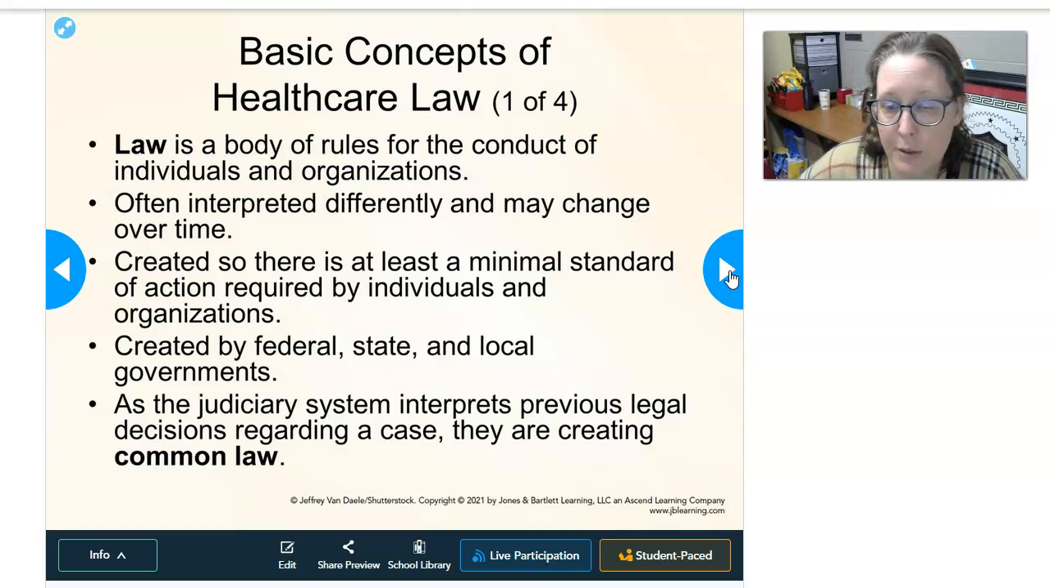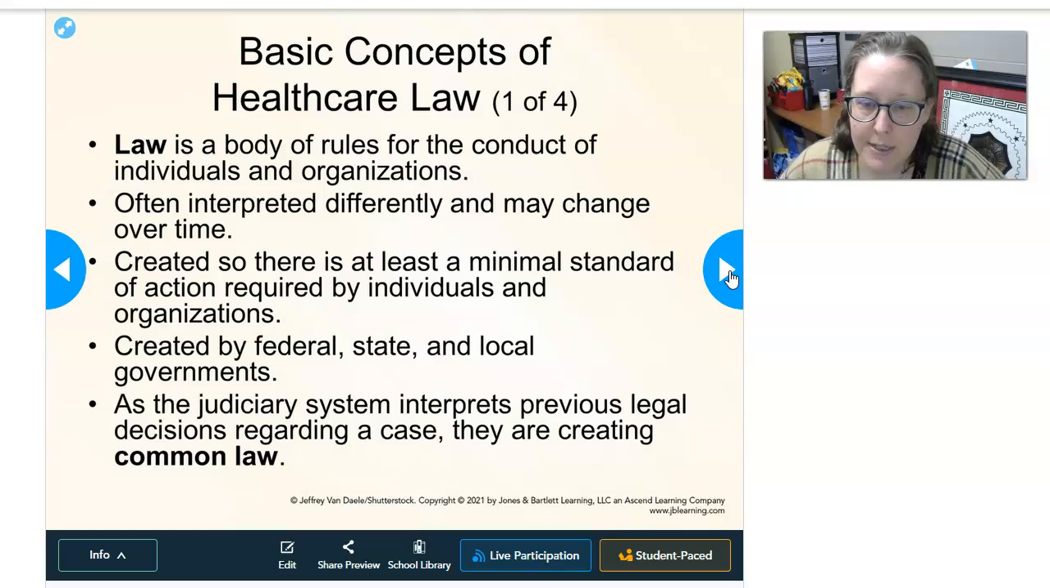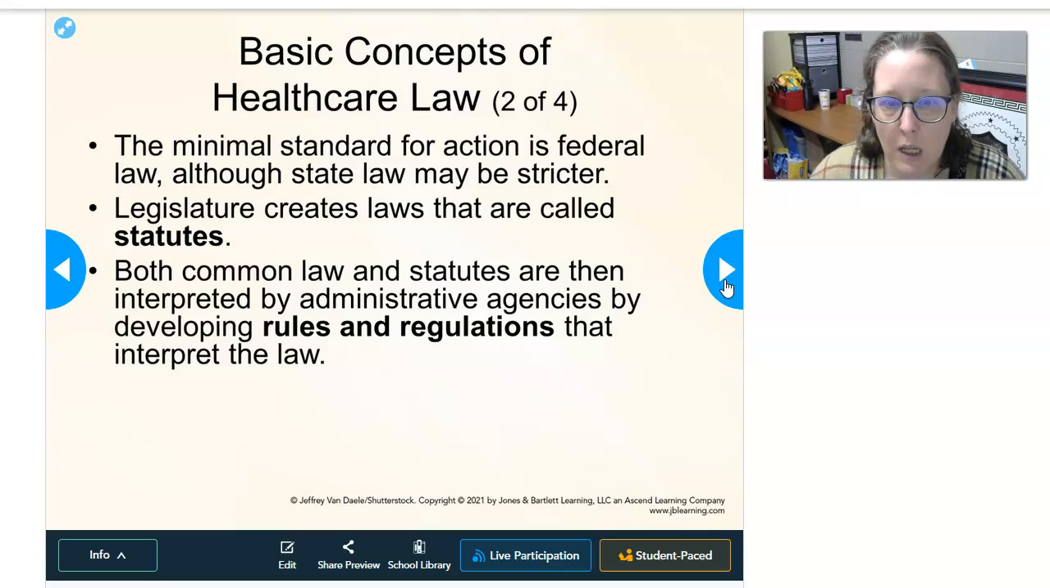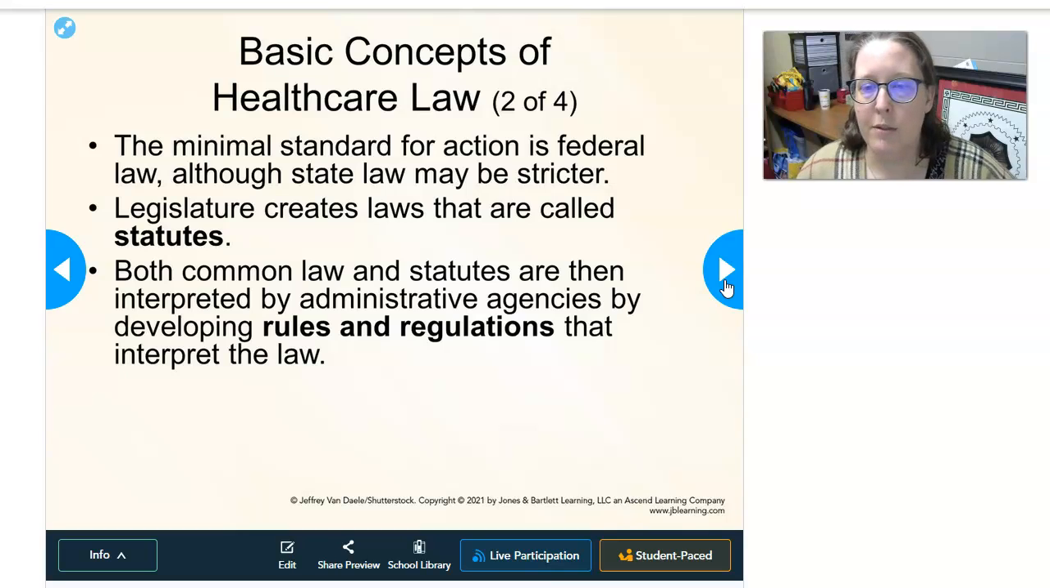As the judiciary system interprets previous legal decisions regarding a case, they are creating common law. So the interpretation of the law in a case is common law. Your bare minimum standard is going to be the federal. Sometimes state can be more strict than federal, but state has to follow the minimum of the federal, and of course the local has to follow the minimum of the state and the federal. So the minimal standards for action is federal law, although state laws might be stricter. Some things can vary from state to state, which still abide by the federal law, but each state gets to decide how strict or lenient they're going to be on certain things.